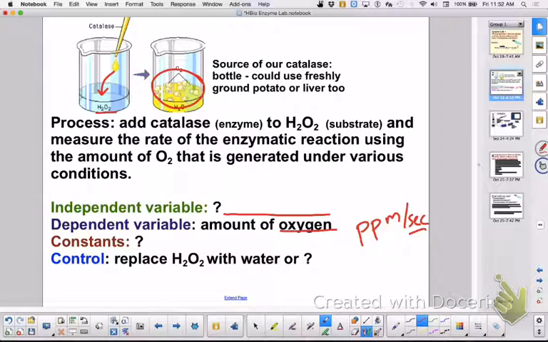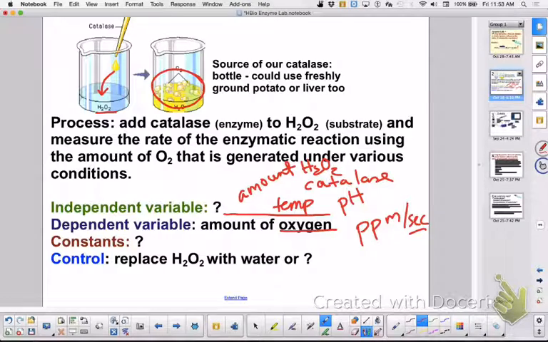You will decide what your constants are and what your control is. What's something you could vary? The amount of hydrogen peroxide. What else could you vary? The amount of catalase. Good. Enzymes work at a specific temperature, so you could vary the temperature that you do this reaction. They also work at a specific pH, so you could vary the pH. That part is up to you.